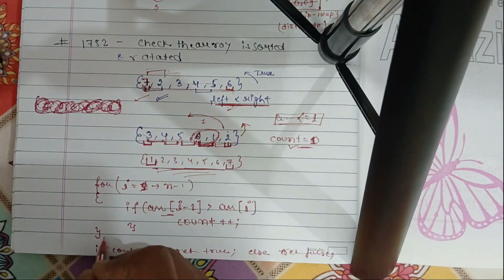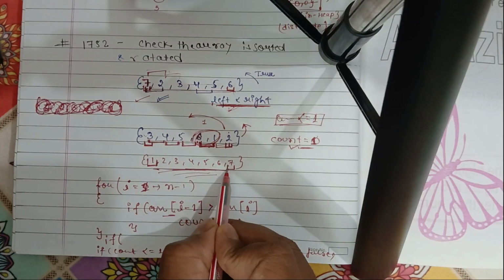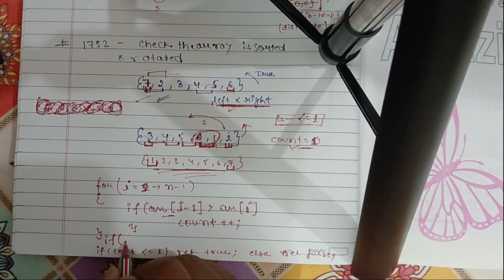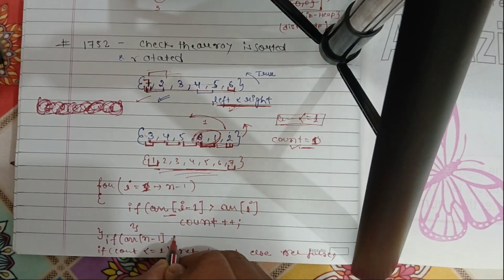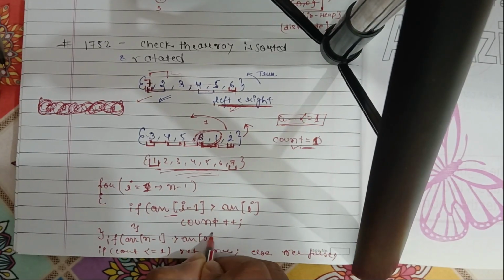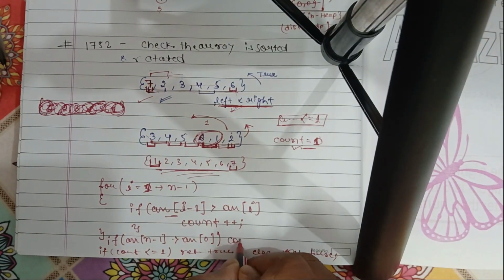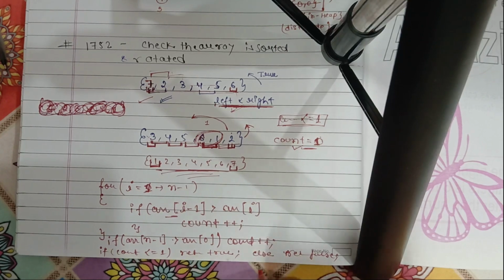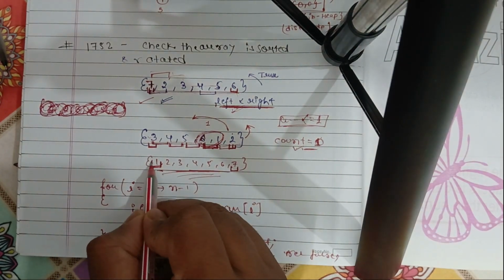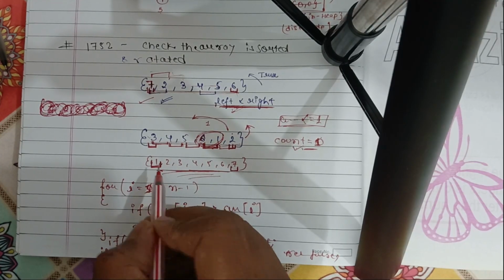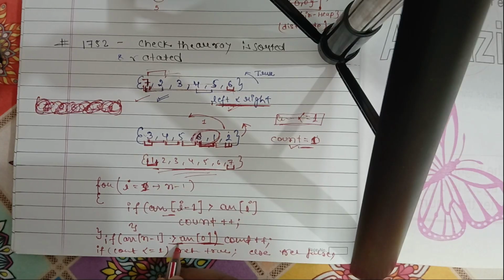So we also have to check one condition: if ARR of n minus 1 is greater than ARR of 0, which means it is not rotated, right? So we can also say count plus plus. Why are we doing this? Because what if your array is not rotated? So you will check this particular condition.